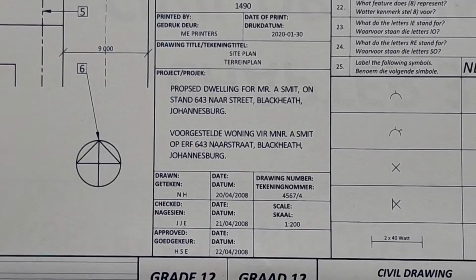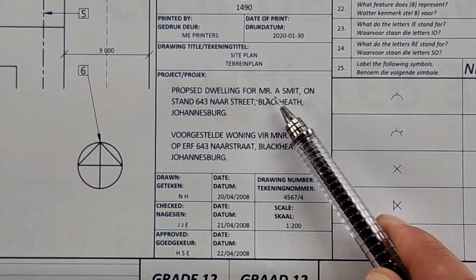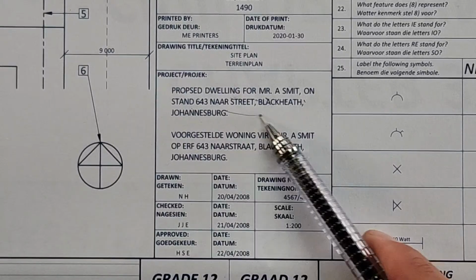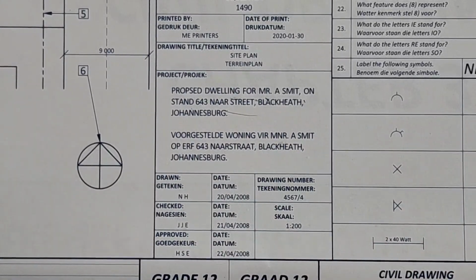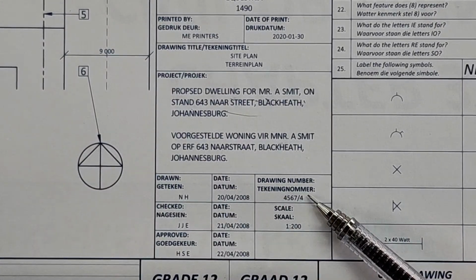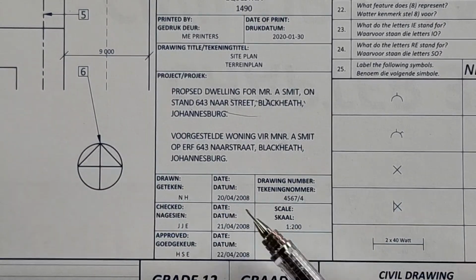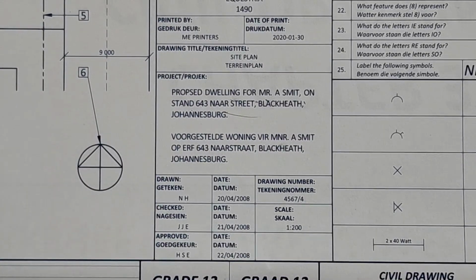Then you've got the project details. Proposed dwelling for Mr. A. Smith on stand and the address. And there we can see who the client is. And it's said in Afrikaans too: who drew it, the date, drawing number, who checked it, the date, the scale, who approved it, as well as the date.